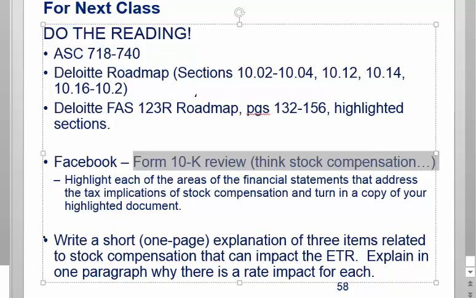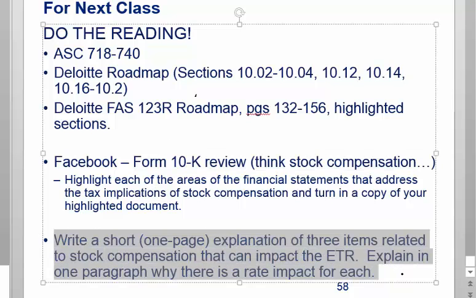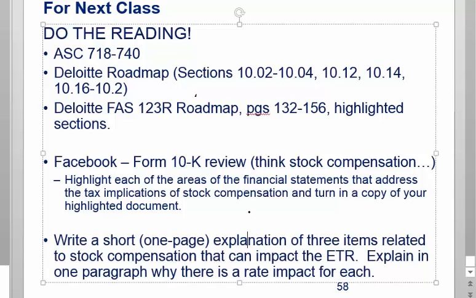And then the last bit of your homework is, unlike our problems, I also want you to use words and write a one-page explanation of three stock comp-related items that can impact an effective tax rate. So on one piece of paper that has three paragraphs, after you've done the reading, explain three scenarios where stock compensation can impact your effective rate. There are many more than three, so three is very doable.